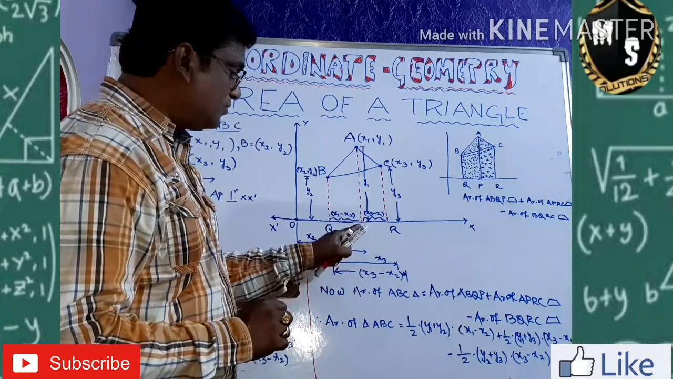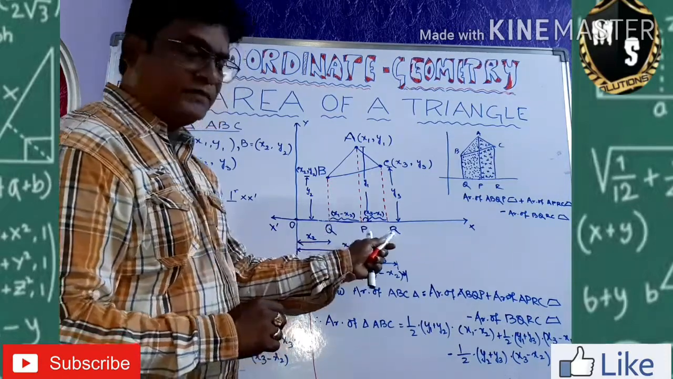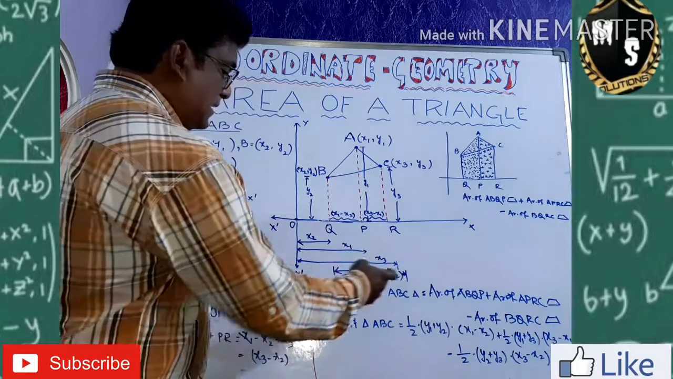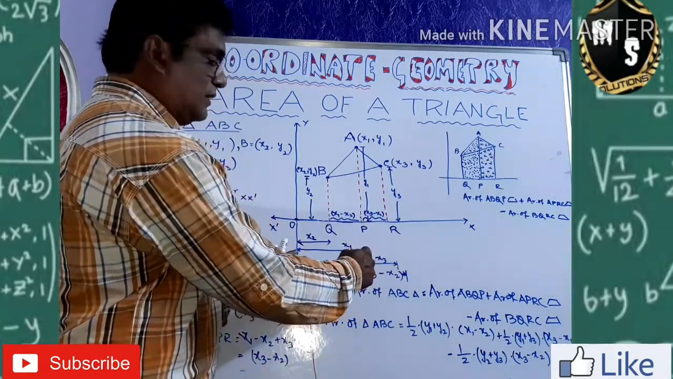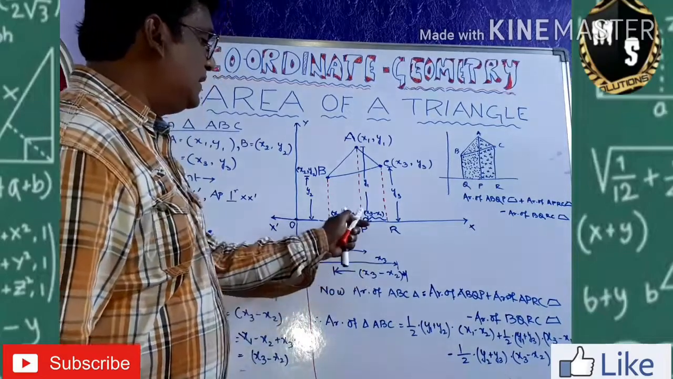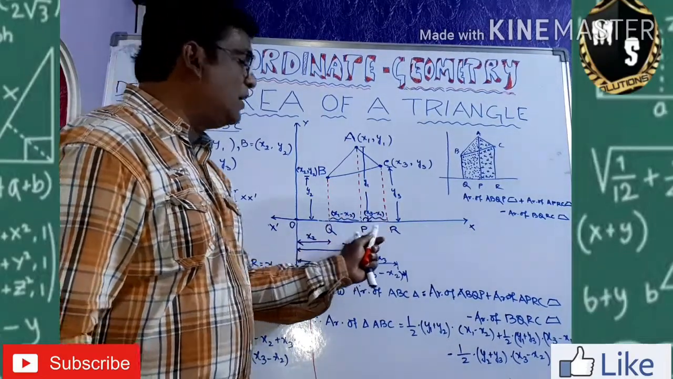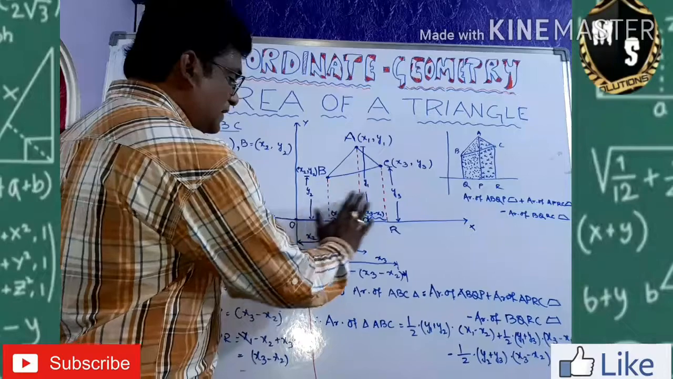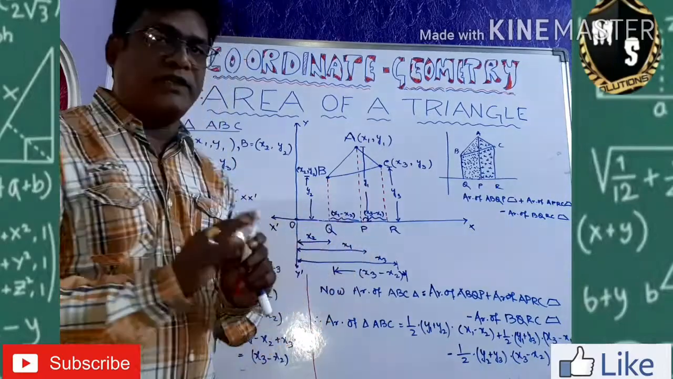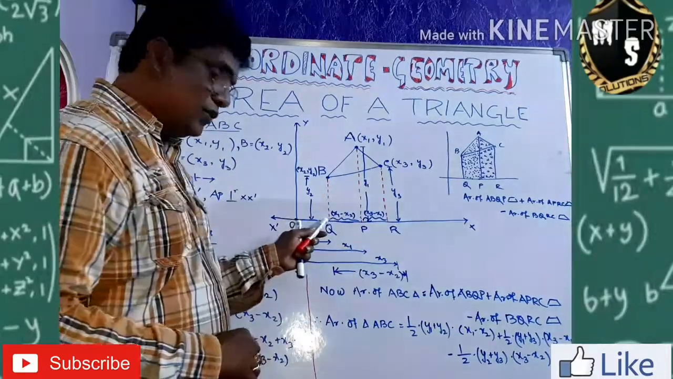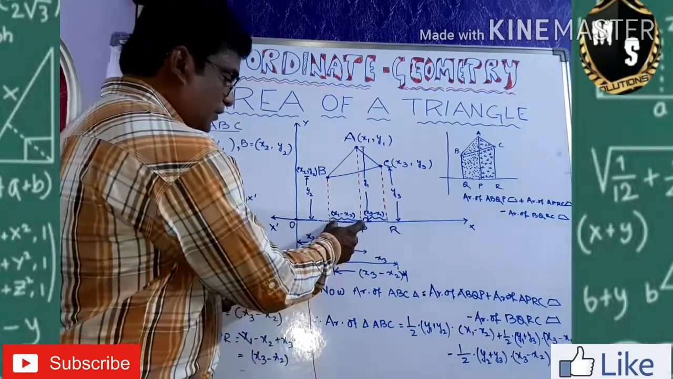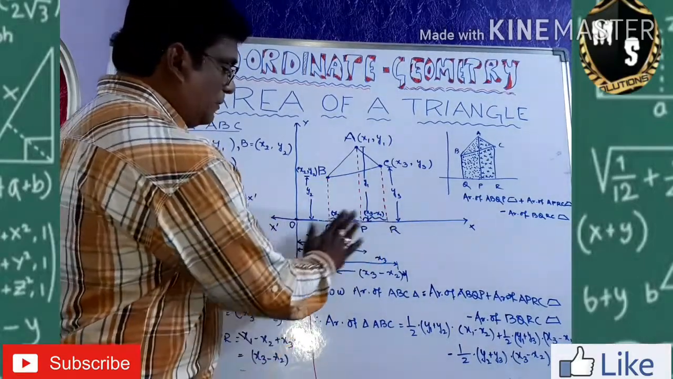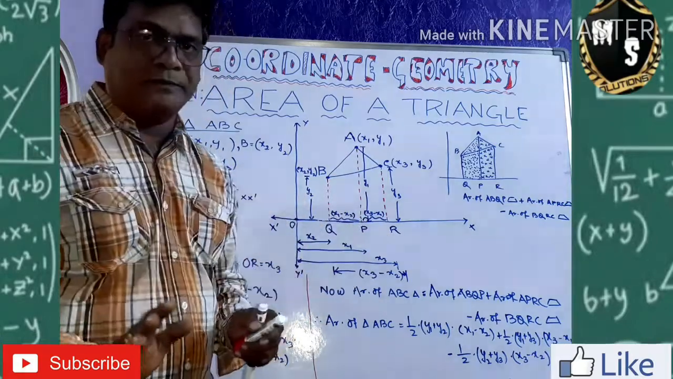Next, to find the distance between P and R: x3 is the total distance, and what should be subtracted? That is x1. So x3 minus x1 is your PR. So all the measurements in the x-axis are over now. OQ, you got it. OP, you got it. OR, you got it. Then you got QP, then you got PR.